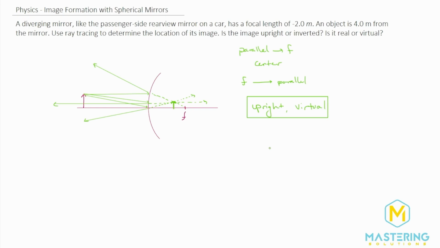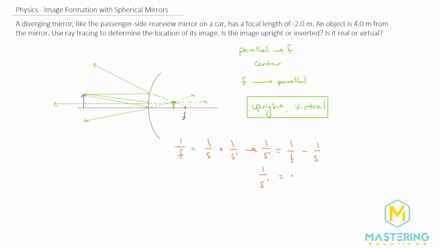Now let's find the location of the image, and we didn't do it with our diagram. You could have, but let's use the thin lens formula to solve the image distance. So 1 over f is equal to 1 over s plus 1 over s prime. We're trying to solve for the image distance, so we'll isolate 1 over s prime. So 1 over s prime is equal to 1 over the focal length minus 1 over the object distance.